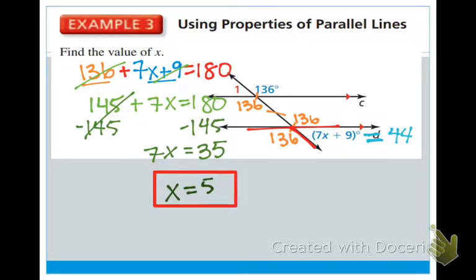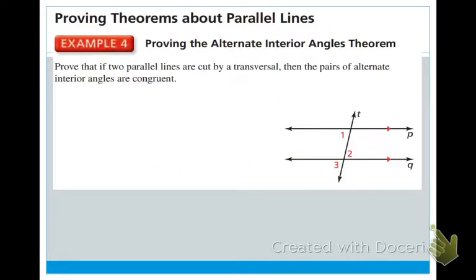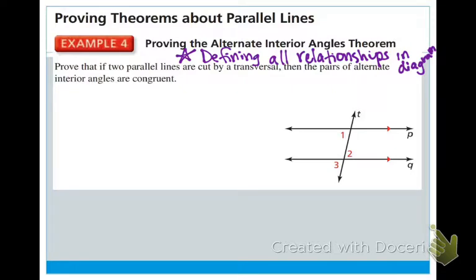All right, our last example together. Well, we have two more. This is just new. You're going to be proving a theorem about parallel lines. So here's what you do in a problem like this. And I want you to write it. Put a star next to it. And you see how I have it right here with purple? All you're going to be doing, and I'd write it in, you're defining all the relationships in the diagram. Define all the relationships in the diagram.